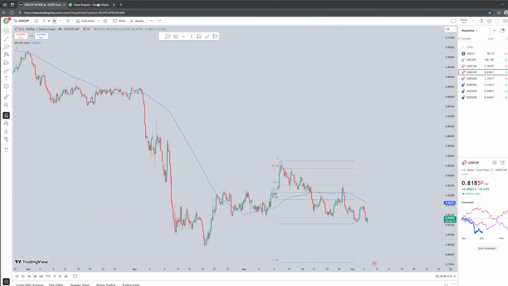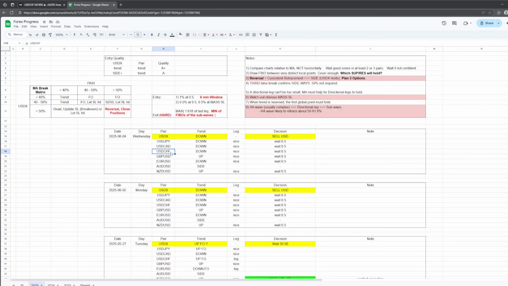Okay, let's write it down. USD Swiss franc trend is down, leg size is nice. Our decision is to wait for a 50% retracement.